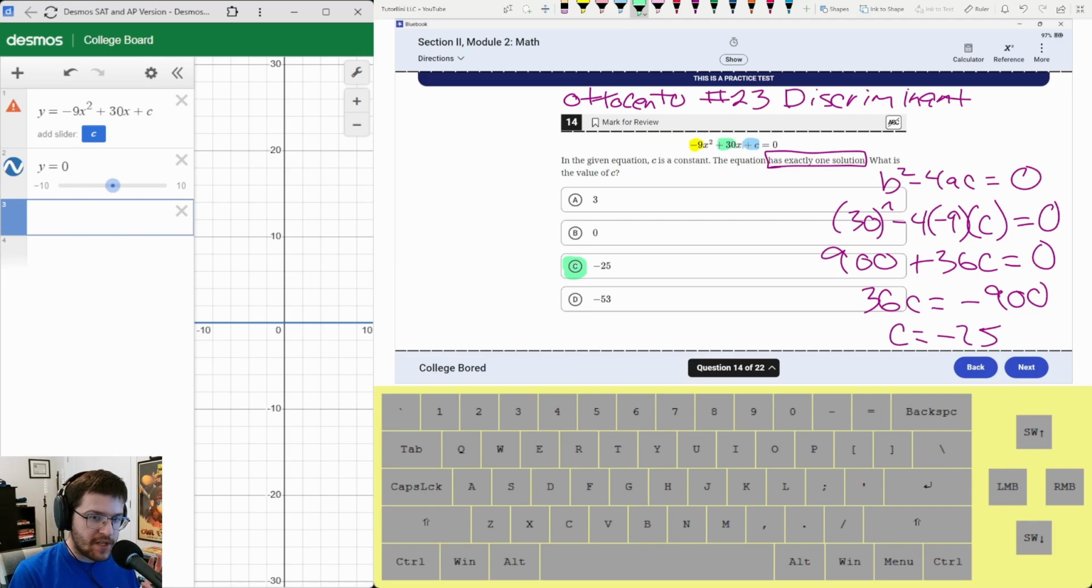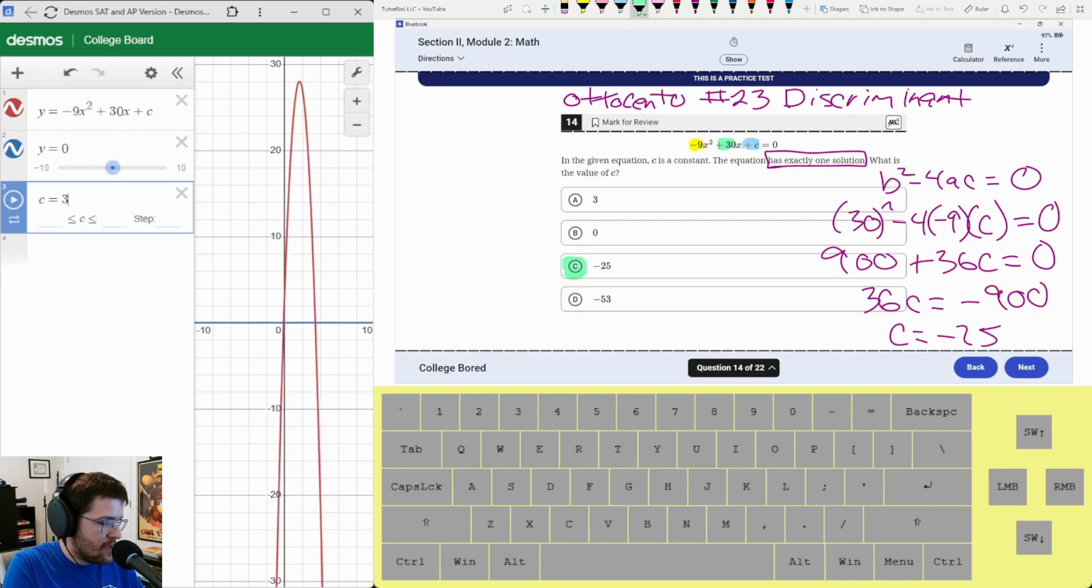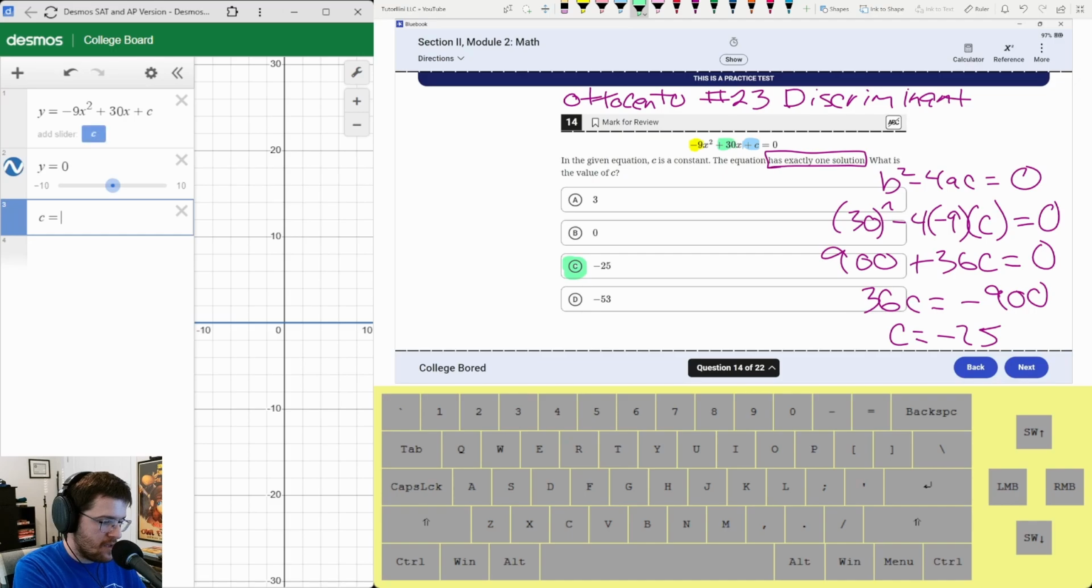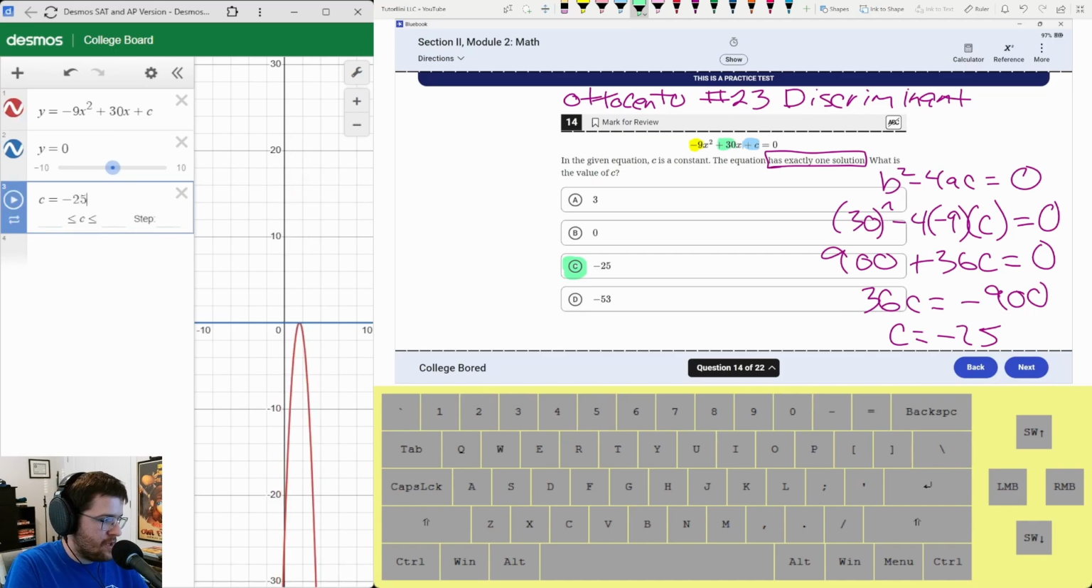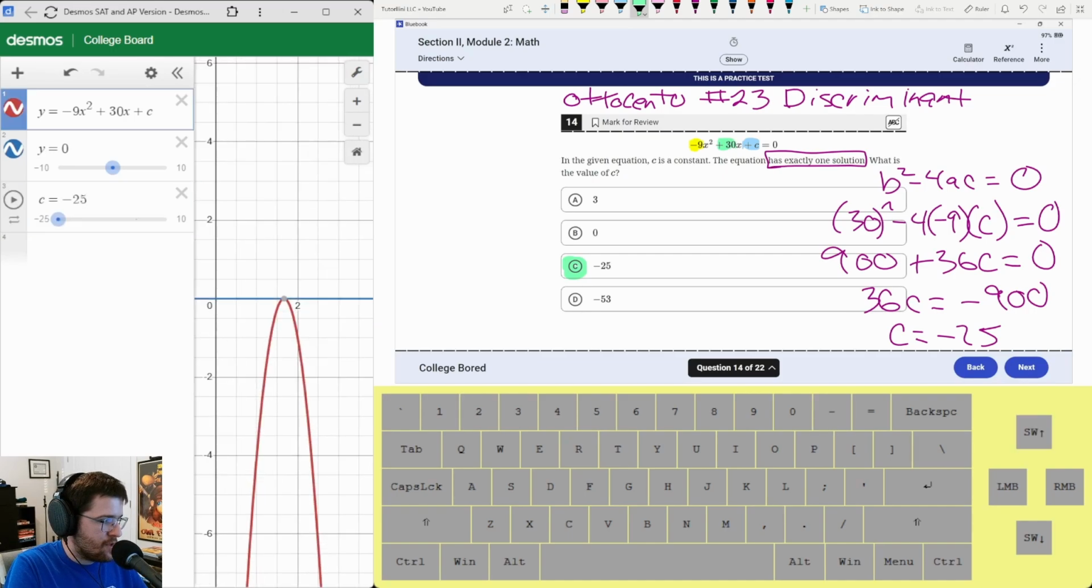Now I'm just going to guess and check the answers. So C equals 3. Okay, that has 2 solutions, like right there. We want 1 solution, so that's no good. Let's try C equals 0. Still 2 solutions, no good. Let's try -25. Oh, wait. That looks like exactly 1 solution. That's what we want. Okay, so that's probably the answer.